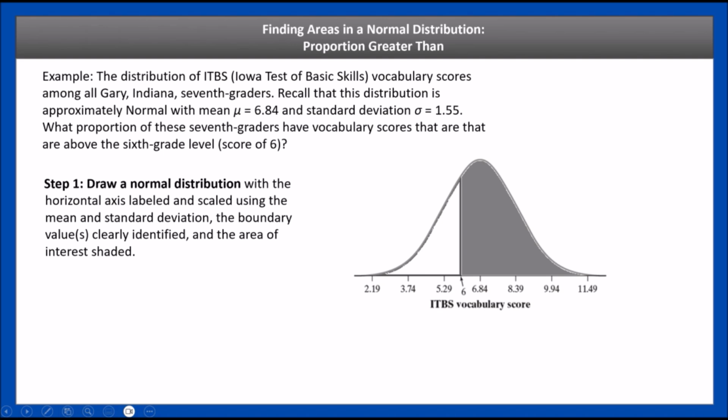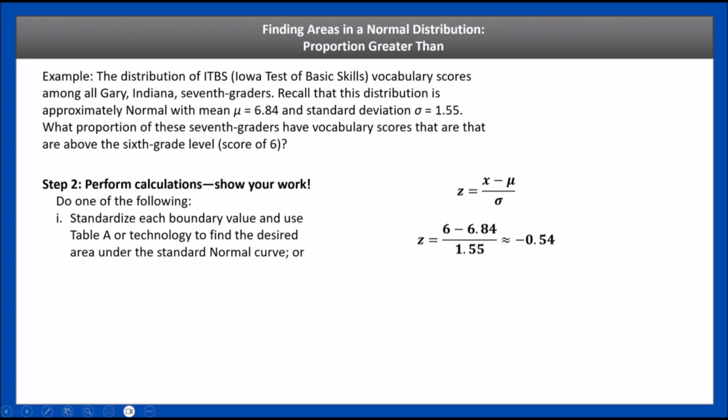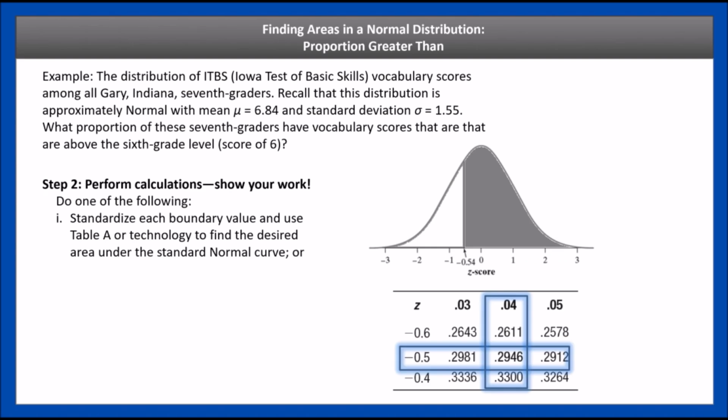All right, so now let's look at the third case where there's proportion greater than. Again, using the same ITBS example. This time we're looking for the proportion of 7th graders with a vocab score above 6th grade level. So we draw a normal distribution and we shade to the right since we want it to be greater than. Next we perform the calculation. We have the same z-score that we had before, and that makes sense because it's the same 6th grade score, right? So we have negative 0.54, and we're shading to the right of that.